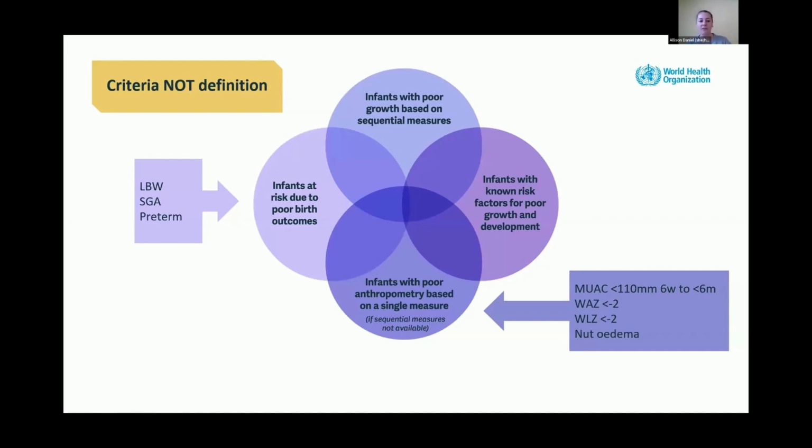On the bottom there, infants with poor anthropometry based on a single measure if sequential measures are not available. And these include MUAC less than 110 millimeters for infants between 6 weeks and 6 months of age, weight for age Z score below -2, weight for length Z score below -2, and nutritional edema. Then on the left-hand side, infants at risk due to poor birth outcomes. And on the right-hand side, infants with known risk factors for poor growth and development.